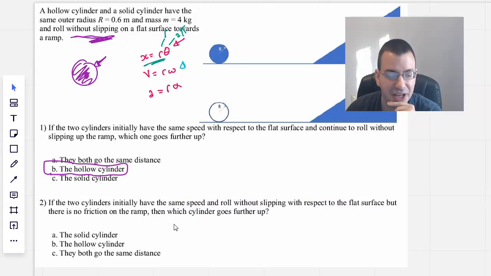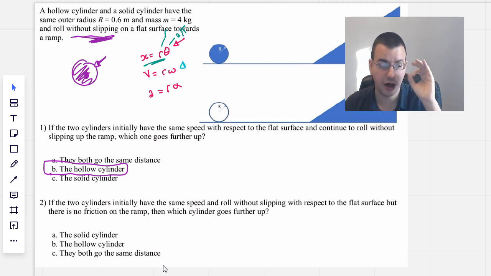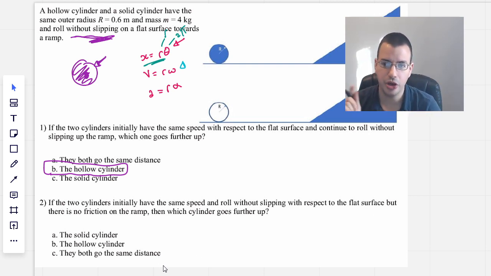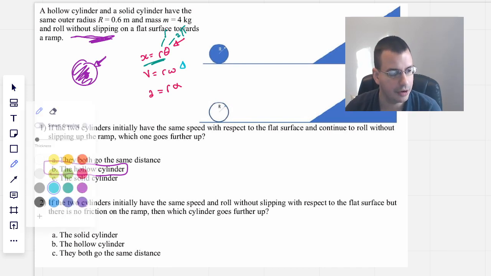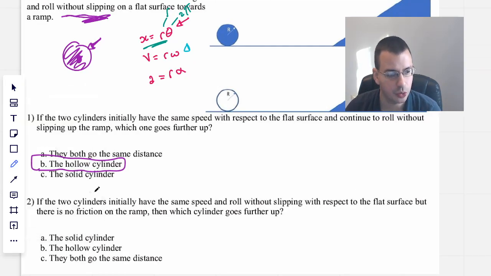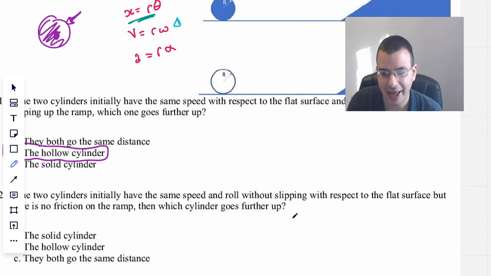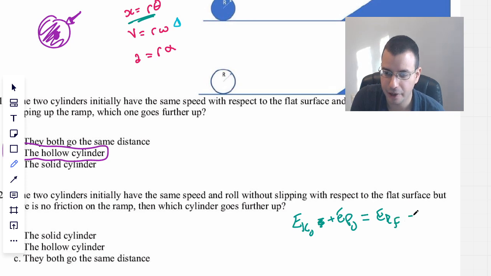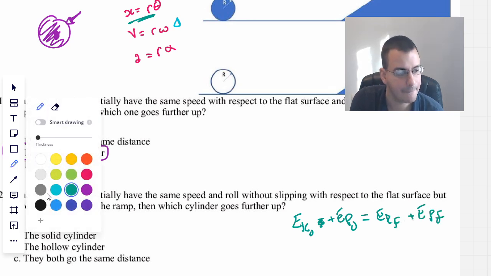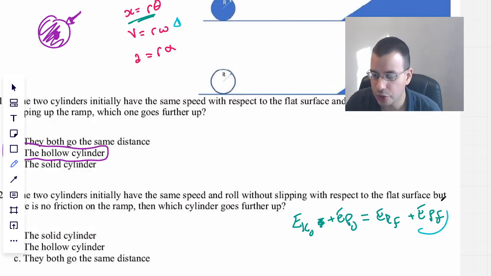If the two cylinders initially have the same speed and roll without slipping with respect to the flat surface, but there is no friction on the ramp, then which cylinder goes further up? Okay, excellent. So I'm going to go back to the same concept we had earlier. We had energy kinetic initial plus energy potential initial equals energy kinetic final plus energy potential final. So this is what we're looking for.